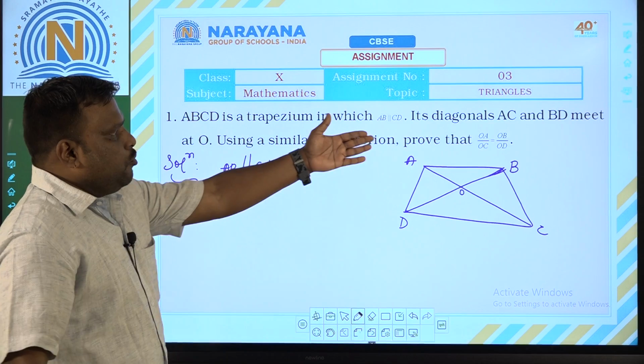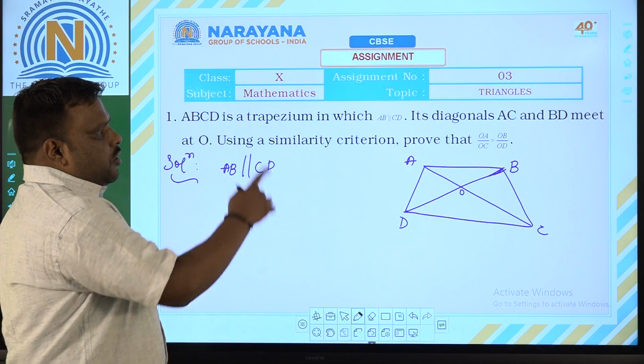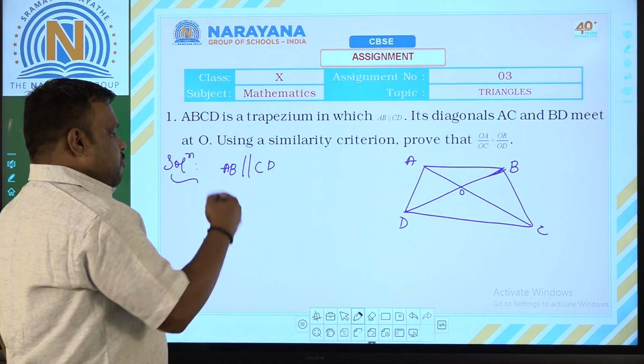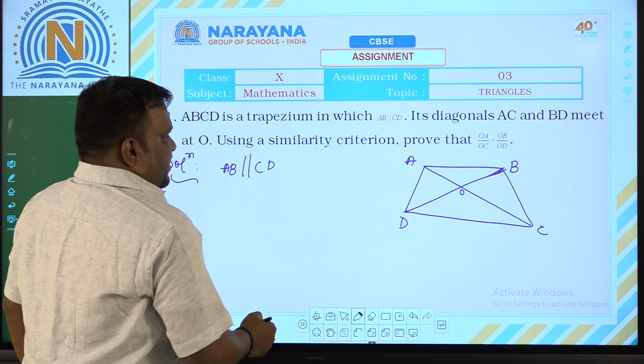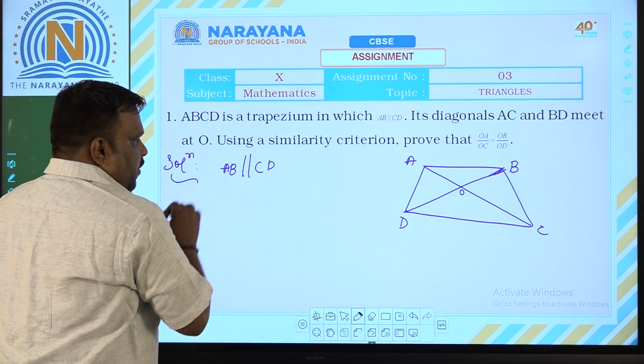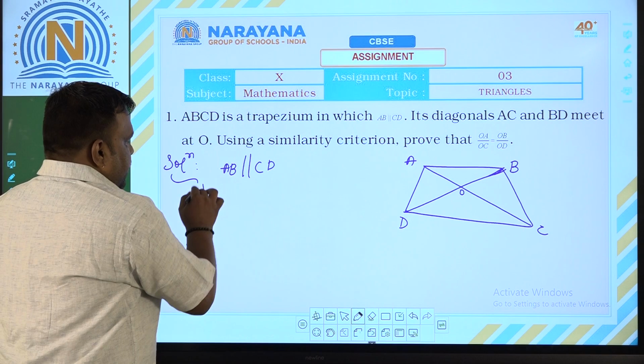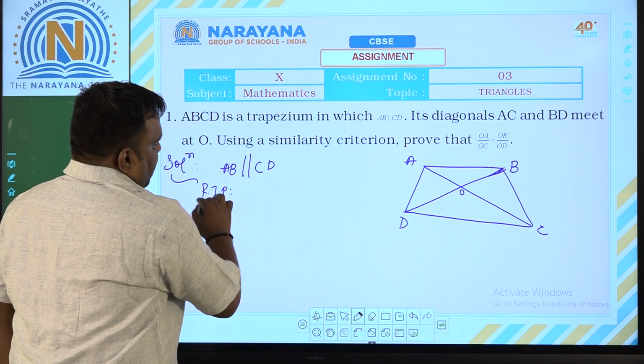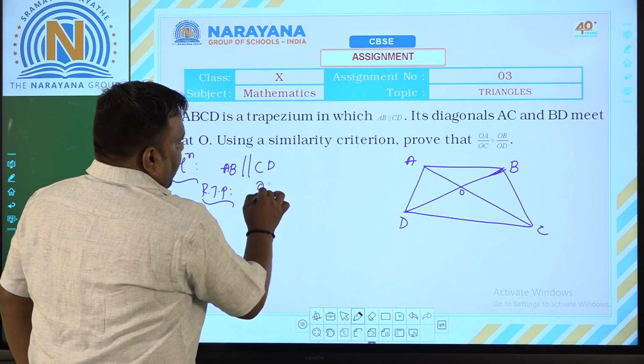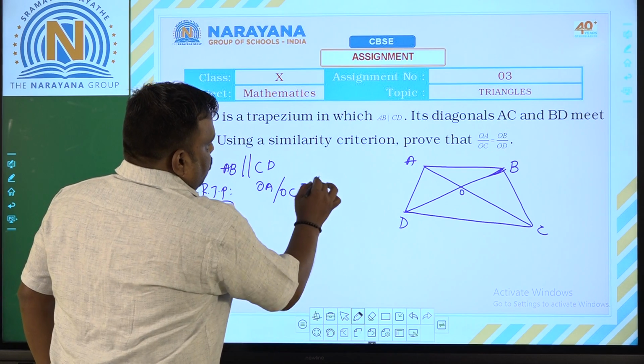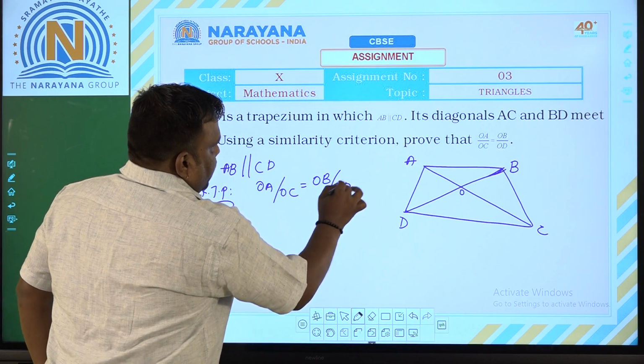Now what I have to prove? RTP is OA by OC is equal to OB by OD. This is what I have to prove. Now, when you come to the proof of this part, let us write this. RTP: I have to prove OA by OC is equal to OB by OD.